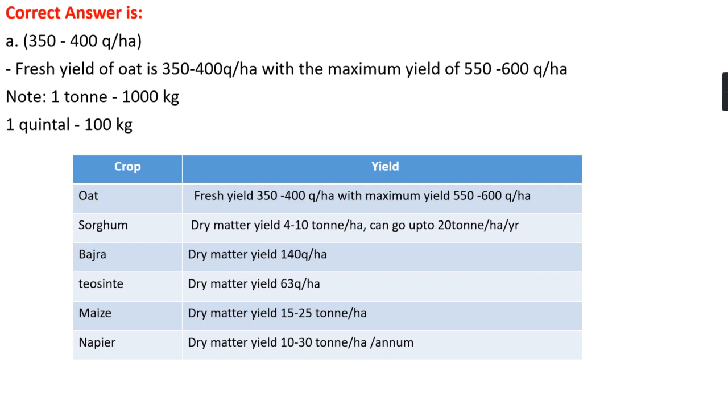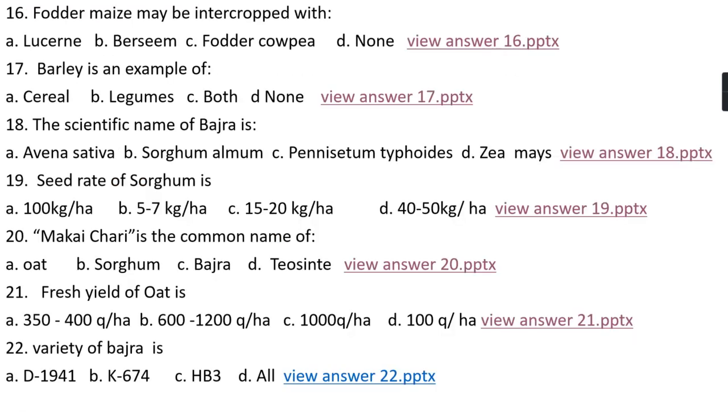In case of sorghum, dry matter yield is 4 to 10 ton per hectare, can go up to 20 ton per hectare per year. Bajra, dry matter yield up to 140 quintal per hectare. And teosinte dry matter yield 63 quintal per hectare. Maize dry matter yield 15 to 25 ton per hectare. Napier dry matter yield 10 to 30 ton per hectare per annum.